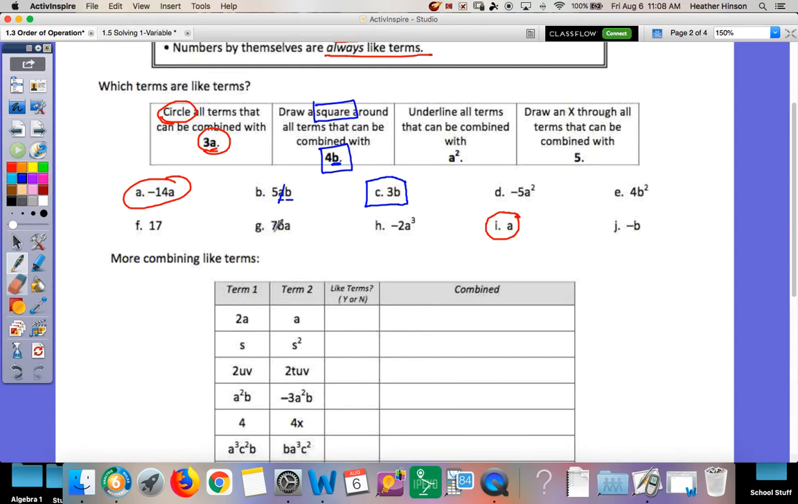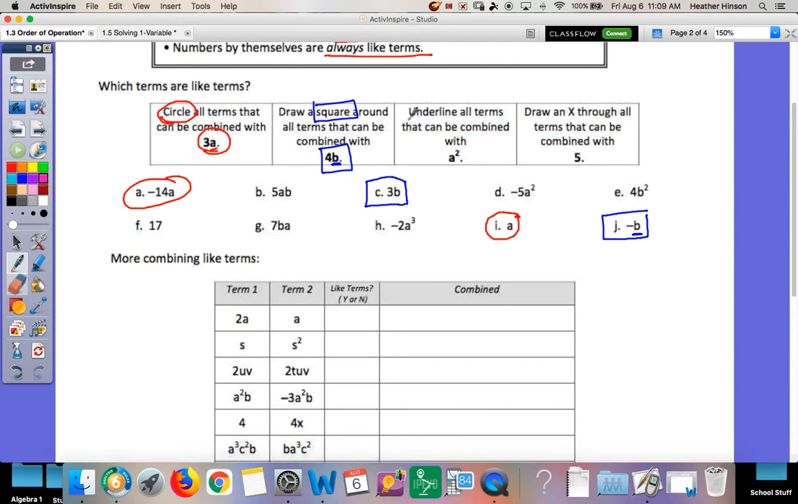G has a b, but it also has an a, so that does not count. We can't have an a, we just want b. J has a b, there's no exponent, so this is a like term. It doesn't matter if it's positive or negative. It has just a b with no exponent at the top.